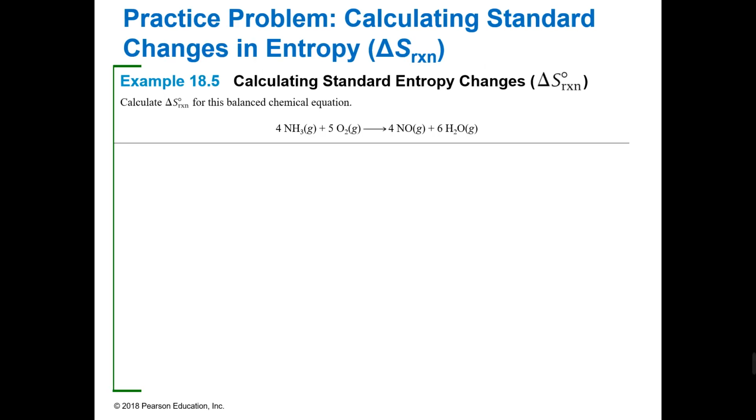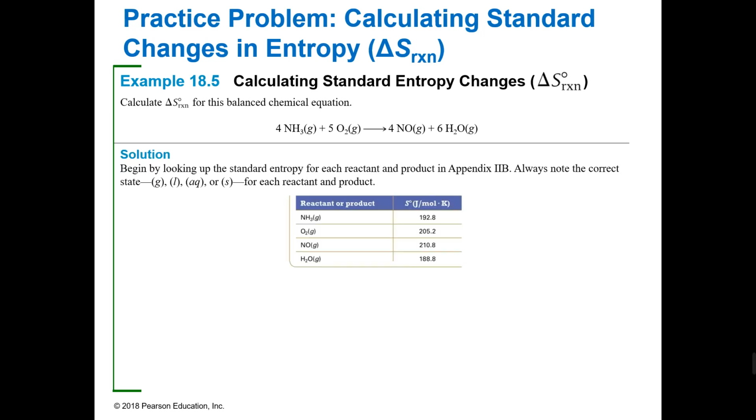So if we look at an example here, calculate the delta S of the reaction for this balanced chemical equation. Here's the balanced chemical equation. They've already balanced it for you. Keep in mind, always check when you take a test with me, because I don't always balance it for you. So first thing you'd have to do is look up, or be given in an appendix or within the problem, the S naughts of each product and reactant.